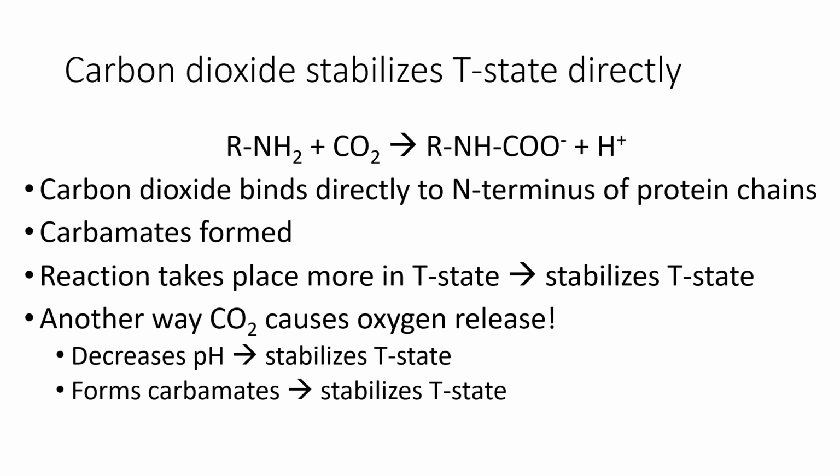So let's discuss that. We have this little diagram here where we show the N-terminus of one of the subunits of hemoglobin. When carbon dioxide is around, it can actually bind to the N-terminus and form this carbamate. This reaction is more likely to happen in the T state, and when it does happen, it again stabilizes hemoglobin in the T state. And once again, the T state is going to allow hemoglobin to then release more of its oxygen. So aside from decreasing the pH, which stabilizes the T state, which we just talked about, we also now are seeing how carbon dioxide can form these carbamates with the N-terminus and also further stabilize the T state.